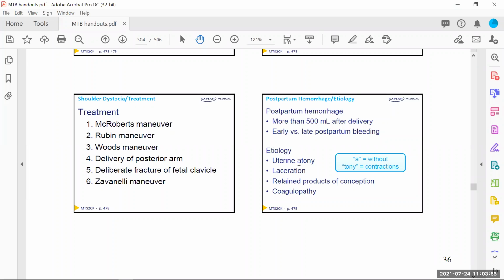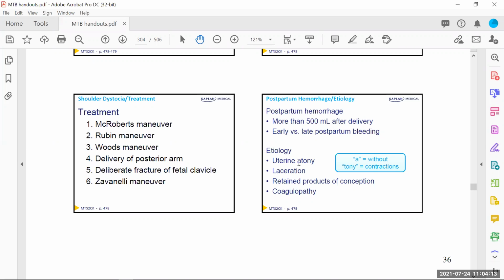Dr. Hira? Yes, sir. Early will be within 24 hours and late after 24 hours? Early means, if it's a primary PPH, soon after delivery. If it's a secondary PPH, again we have early and late. Early within 24 hours, and after 24 hours, it's late secondary PPH.